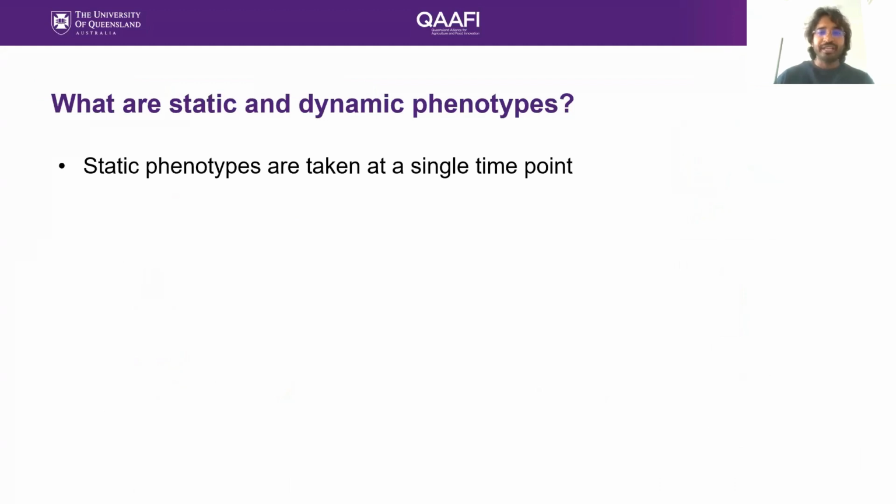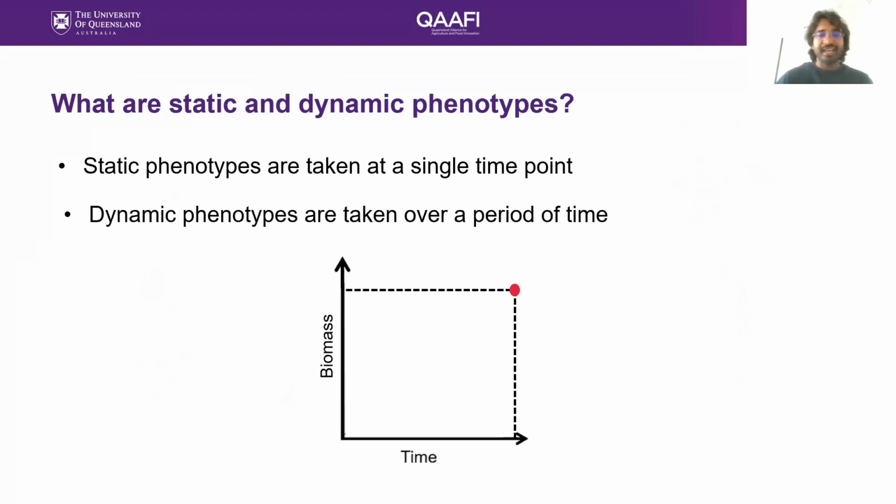Static phenotypes are taken at a single time point. Dynamic phenotypes are taken over a period of time. Here is an example of why this is important. We can measure biomass at the end of the season, but the important thing for physiologists is to understand how that biomass accumulates over time, that progression.